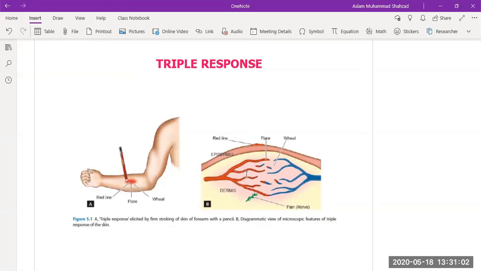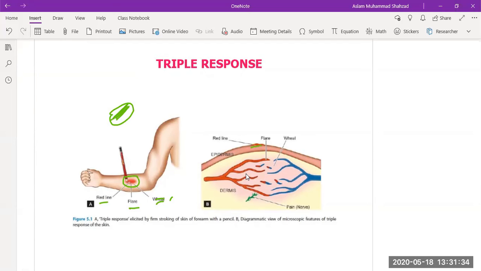We mentioned the triple response, which can be expressed as red line, flare, or wheel. You can see this round structure makes the wheel-like structure. Then they mention red line because the inflammation is expressed in the form of a straight line, so we call it the red line. And then there will be the flare formation as well. So, you can see, this is a red line.